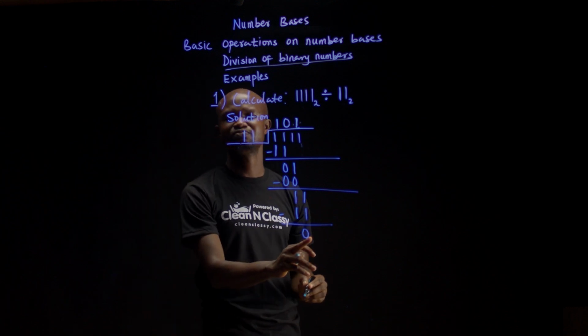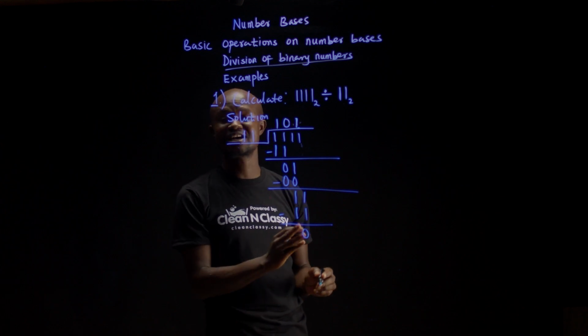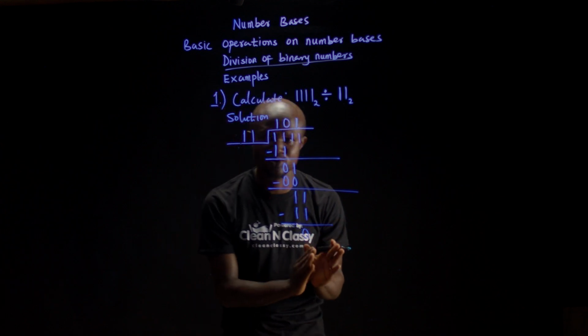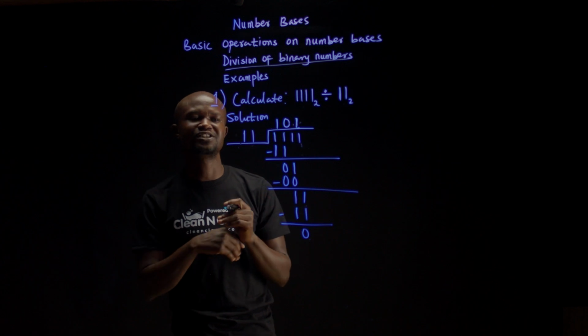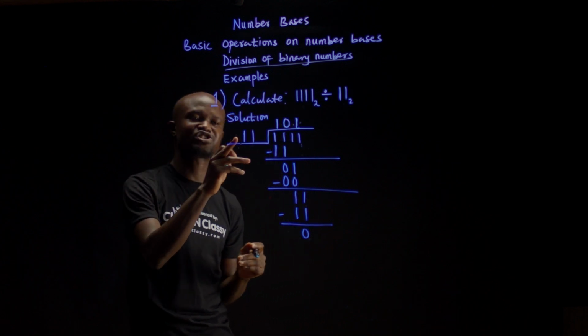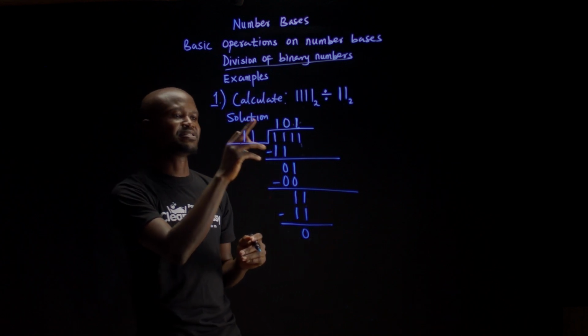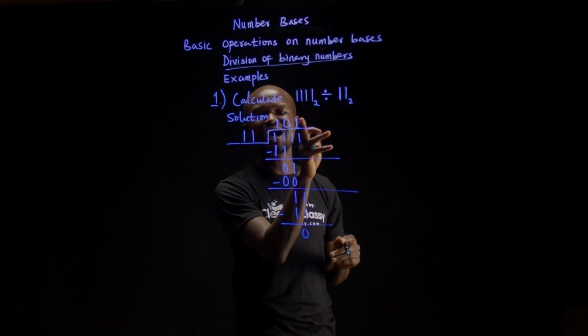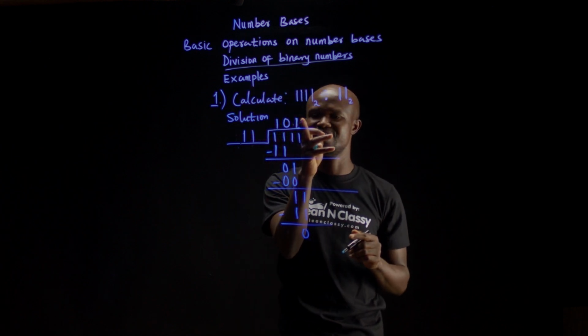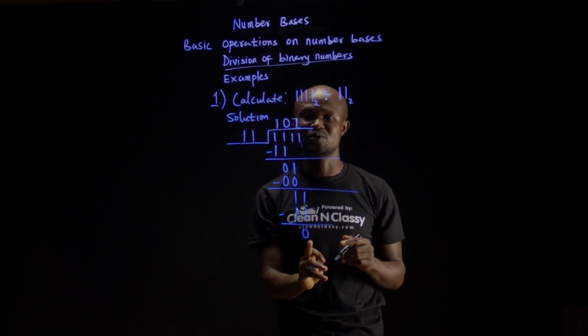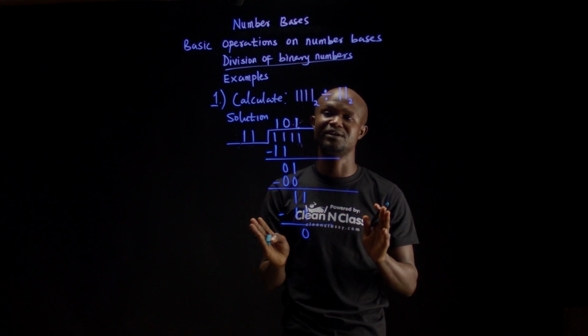Until you get 0. You can see the remainder now is 0. Once the remainder is 0, then you have solved the problem. Because this is your divisor, this is your dividend, your answer is your quotient here, and this is your remainder.